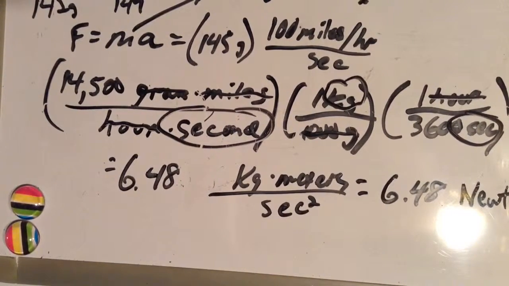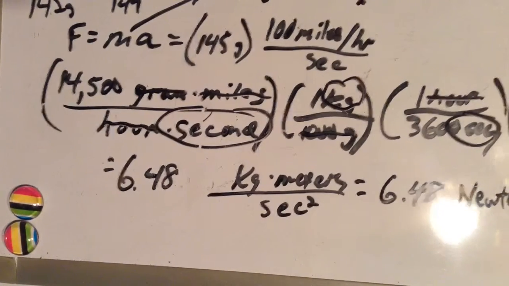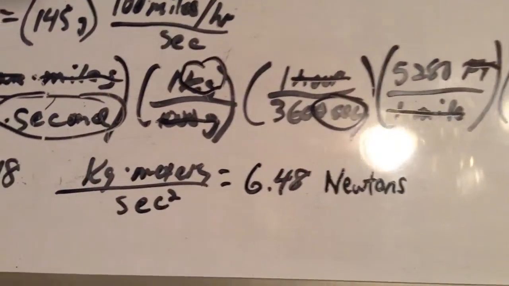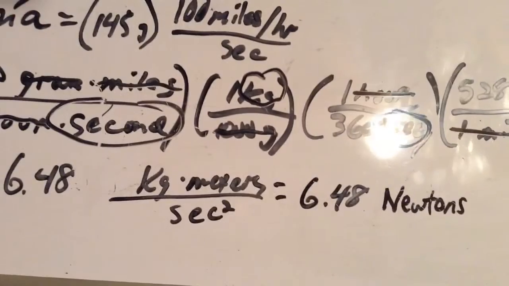This is Rocket Science Part 2. We ended Part 1 determining that a guy standing on a skateboard throwing one baseball per second, 100 miles per hour, will have a propulsion force of 6.48 kilogram meters per second squared, which is 6.48 newtons. A newton is defined as a kilogram meter per second squared.